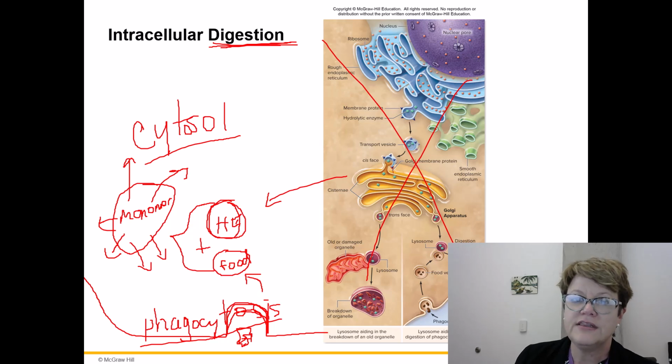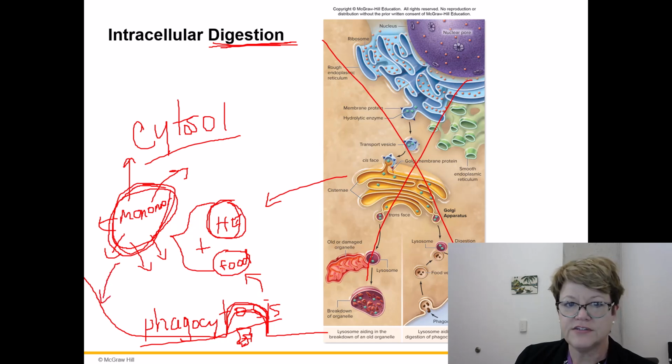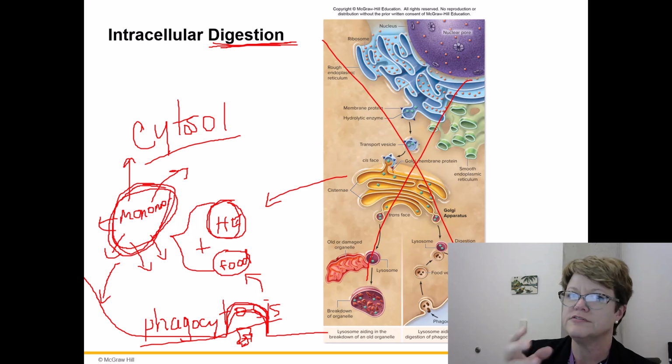If there's anything left in this compartment, anything that was large that could not be broken down, what happens is the cell simply moves that vesicle back to the membrane. It fuses with the membrane and those undigestible components, molecules, are released. That's waste. So intracellular digestion is a process by which cells bring in macromolecules and break them down into monomer units.